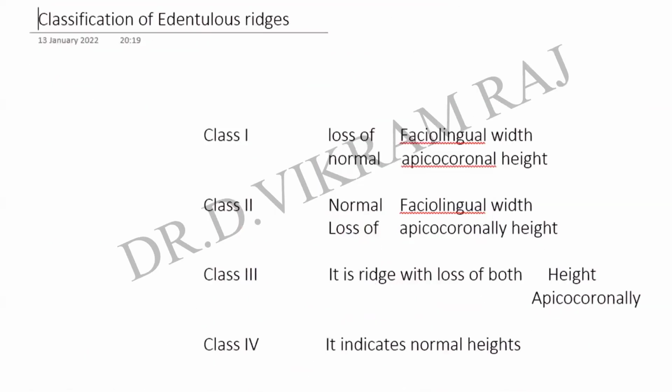And the classification of edentulous ridges is in the FPD part I'm coming to. That is class 1, class 2, class 3, and class 2 are present. More, I guess, only 15 slides were present. Class 1 is the loss of facial-lingual width and normal apicocoronal height. Class 2 is going to be normal facial-lingual width and loss of apicocoronal height. Very important classification. Class 3 is a loss of both width and apicocoronal height. This is an important thing. Seibert's classification is present.